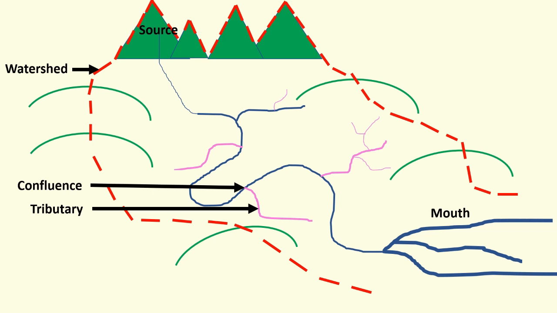So the source, where it has a very thin blue line, the river is very thin. There's not very much water, and then as you go through, it has more water. The pink are tributaries, so they could still be in blue, but I've put them in pink to make them stand out for us. The red dash is the watershed.